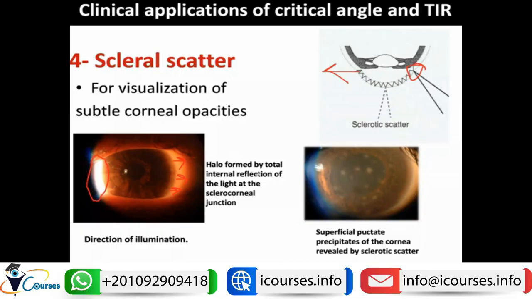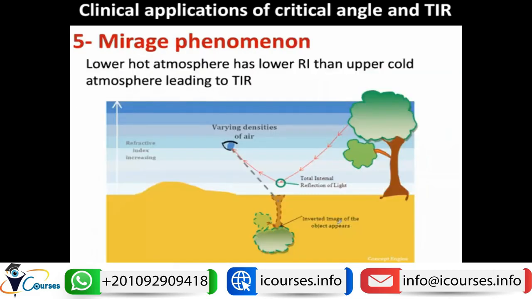So what is the value of this technique? This is used for illumination of subtle corneal opacities. There may be some corneal opacities that are very faint, and they can't be visualized by normal techniques, so we use this sclerotic scatter. So sclerotic scatter is based on the principle of total internal reflection.